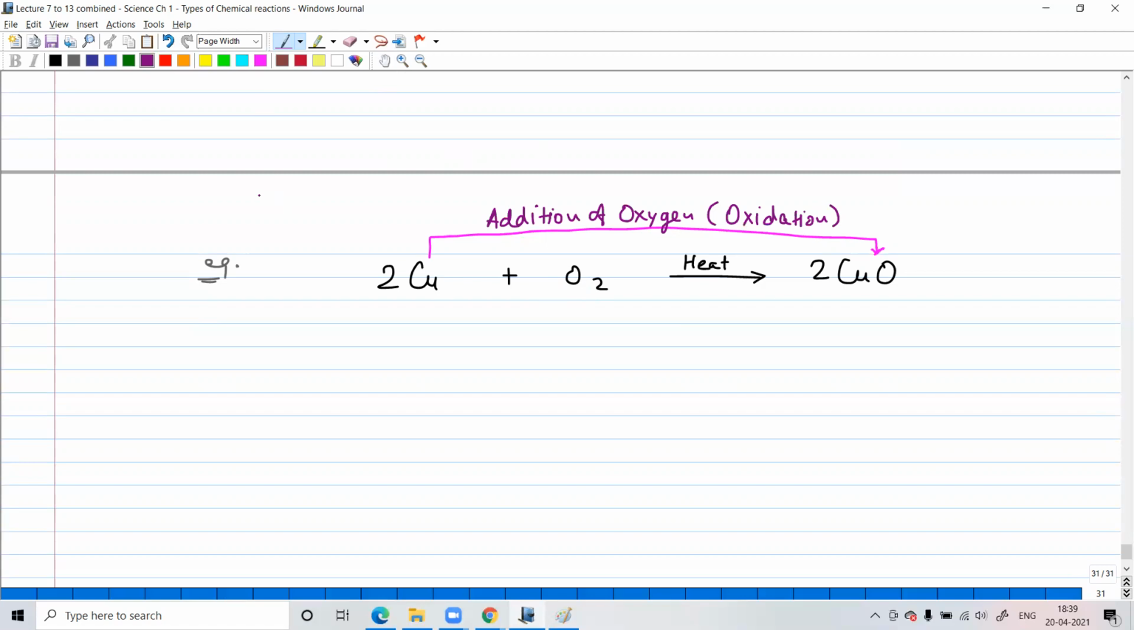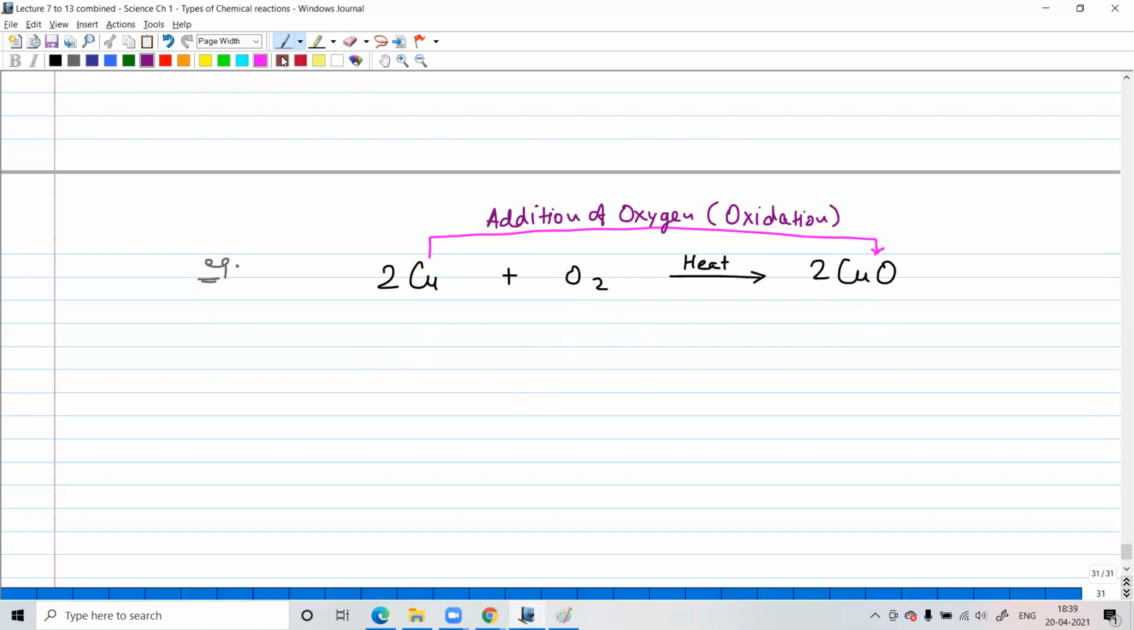Where is the reduction happening? If copper is getting oxidized, who is getting reduced? Oxygen. It has to be. This is the only other reactant, no? Like I said, the answer to all those 4 questions will always be in the reactant. So if this is the one getting oxidized, the other one has to get reduced. And since there is only one product, oxygen is getting reduced to copper oxide.